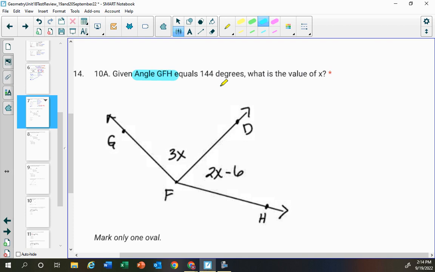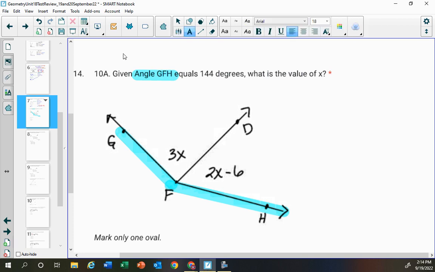GFH. This is where a highlighter could help. Anybody need a highlighter for today? Yes, no? All right. GFH, I need you to figure out, is it a big or a small angle? It's a big angle. So basically, this is one of those where the big angle equals 180. Well, we don't know, not necessarily. They tell us it equals what number?